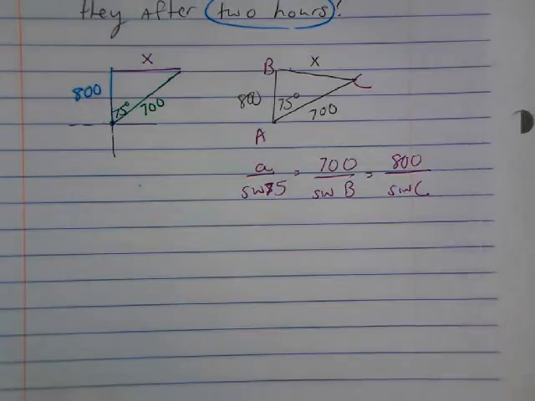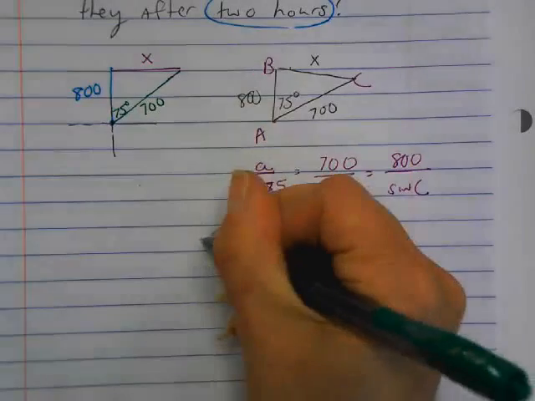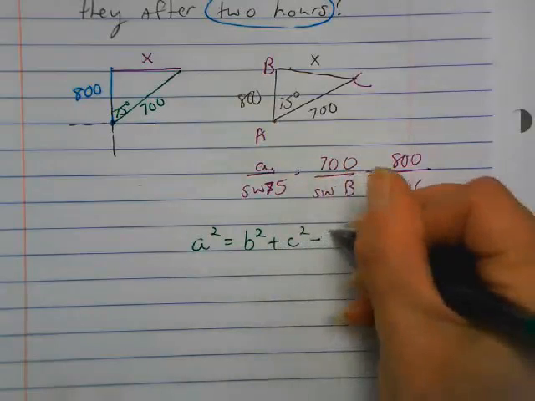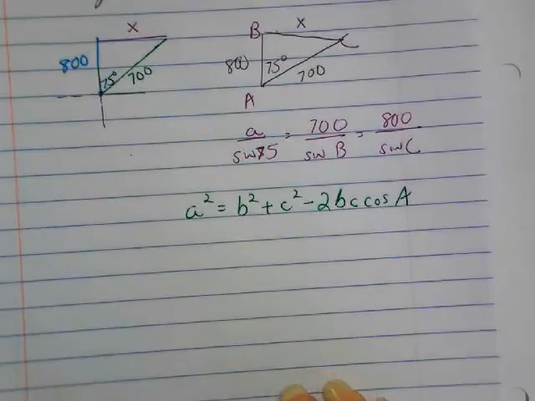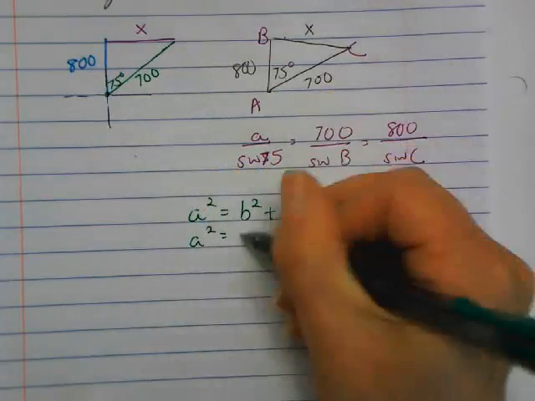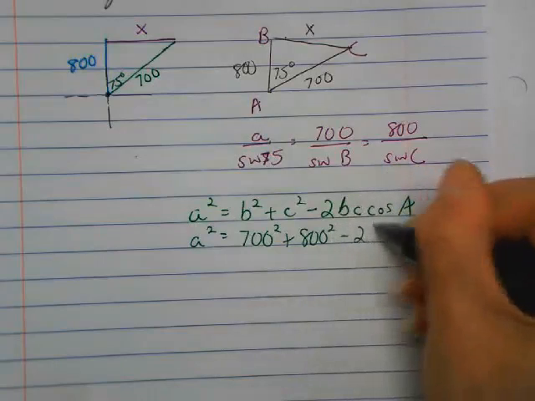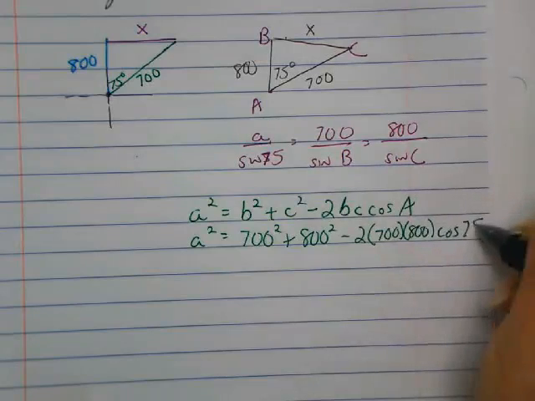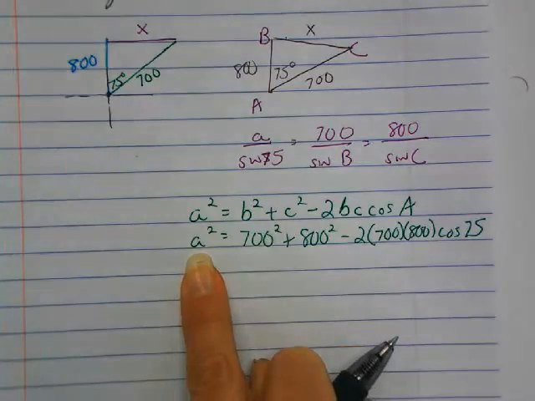And if you remember law of cosines, if you have an angle, that's the side I want to start with. So I'm going to do a squared equals b squared plus c squared minus 2bc cosine A. Alright, so a squared equals, little b is 700, little c is 800, minus 2 times 700 times 800 cosine 75. Now, take a quick gander. You are finding the side, which means we can just grab our calculator and go.